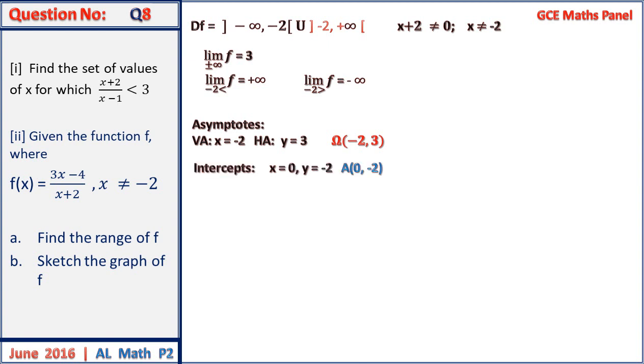The next thing is the intercepts, where the curve cuts the coordinate axes. When x equals 0 in the equation, y is -2. So we have an intercept at (0, -2). Then when y is equal to 0, x equals 4/3. We have another intercept at (4/3, 0).